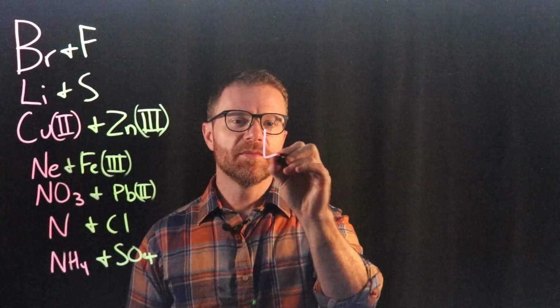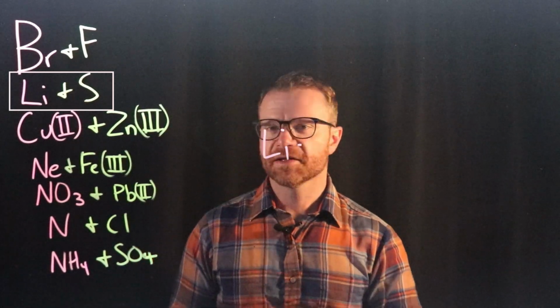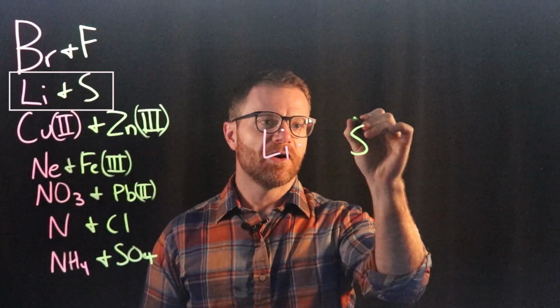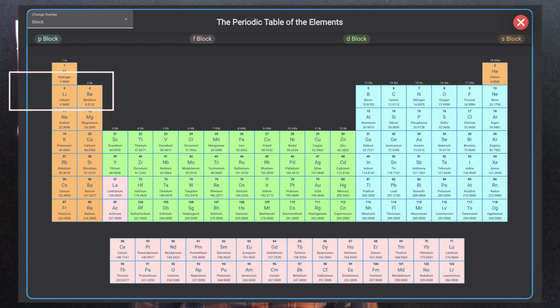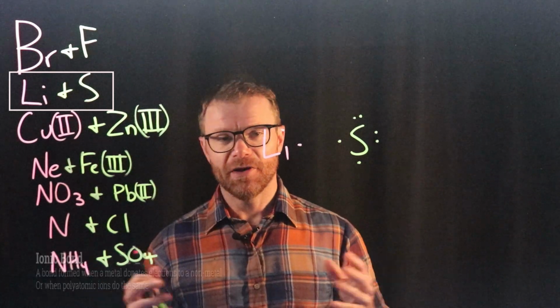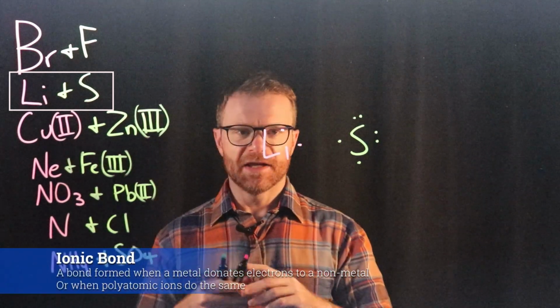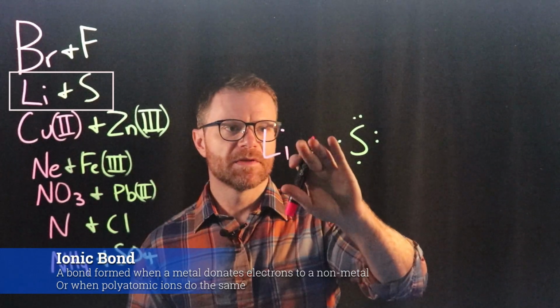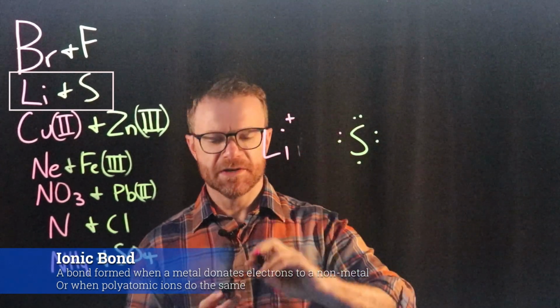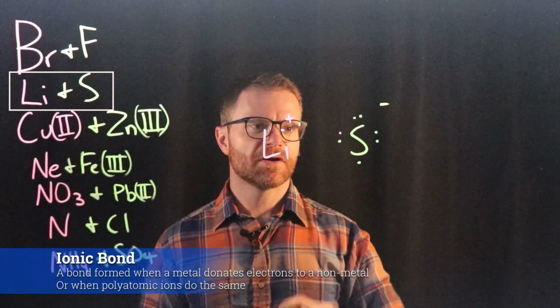All right, lithium is an alkali metal with 1 valence electron, and sulfur is in column 16, so it's got 6 valence electrons. Lithium's a metal, sulfur's a nonmetal, so this is going to be an ionic bond. That means lithium's going to give up its electrons, sulfur's going to gain those electrons. So if lithium gives up this 1 electron to sulfur, it gains a positive charge, sulfur gains a negative charge.